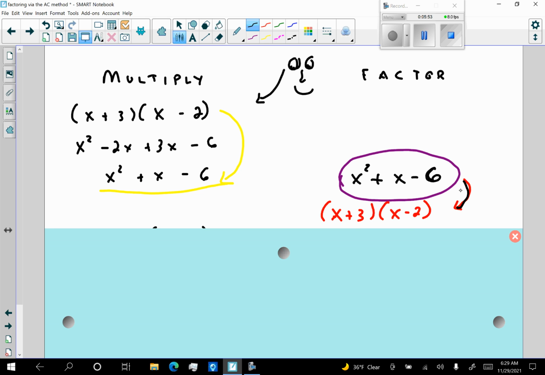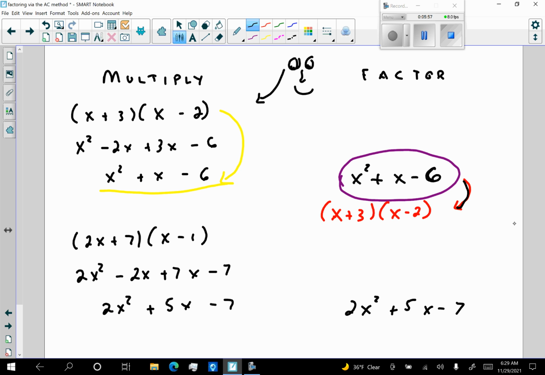I know this is the factorization because this is what I started with. And I can have another example over here. If I have 2x plus 7 multiplied by x minus 1, again, I'm going to FOIL that. 2x times x is 2x squared. 2x times negative 1 is negative 2x. 7x minus 7, add them together. I get 2x squared plus 5x minus 7.